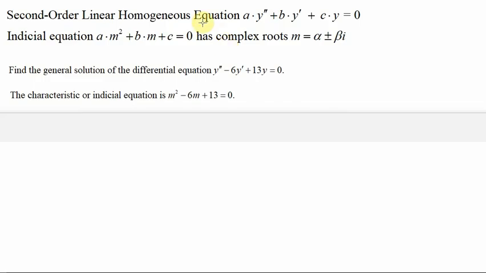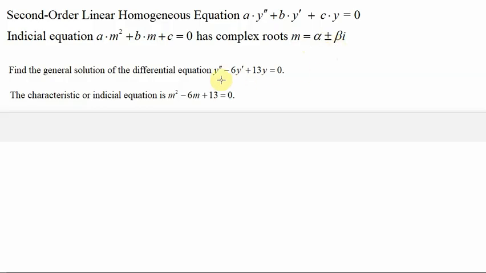In this video, we have a second-order linear homogeneous equation of the form a times y double prime plus b times y prime plus c y equal to 0. And here we have the indicial equation a m squared plus b m plus c equal to 0. The indicial equation has complex roots of the form alpha plus or minus beta i.